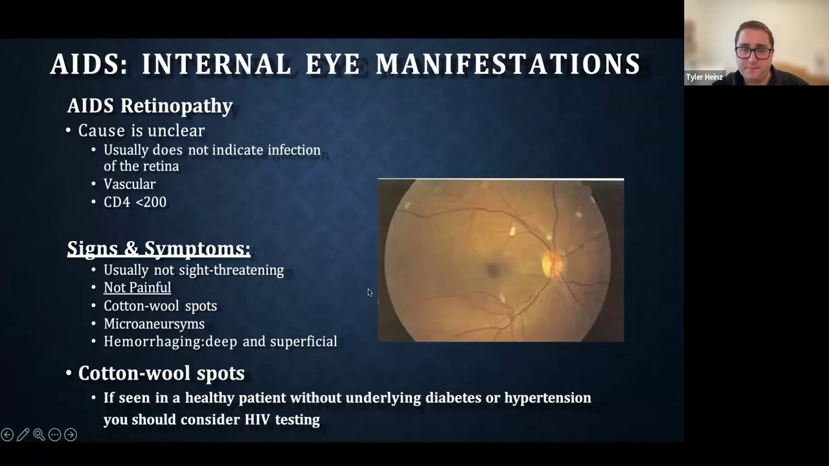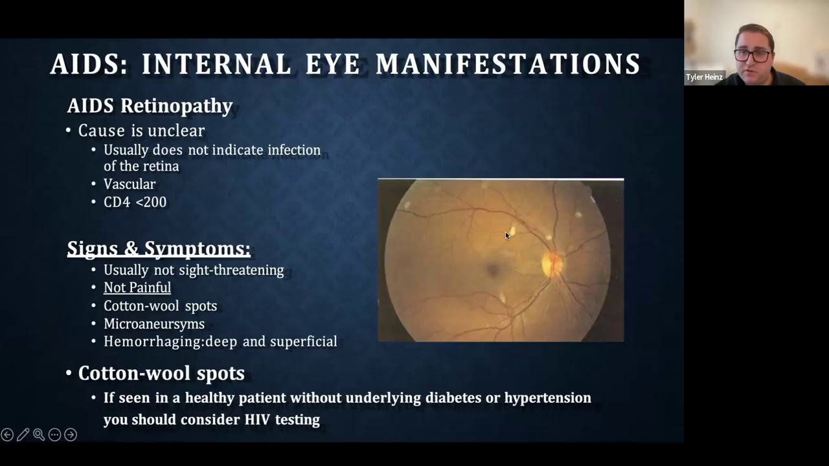So again, remember, history is your biggest thing, but sometimes these patients aren't going to know that they have HIV or AIDS. They may not be aware of the conditions. They may not be able to verbalize it to you. They may know that they have things going on, but they may not know it's related to HIV and AIDS. So again, if you're starting to see these cotton wool spots in someone that doesn't have diabetes or high blood pressure, because of course those are more common to see those.